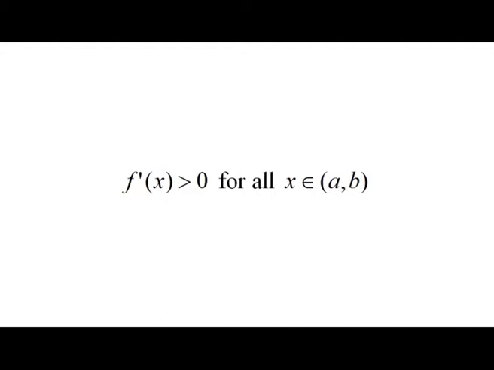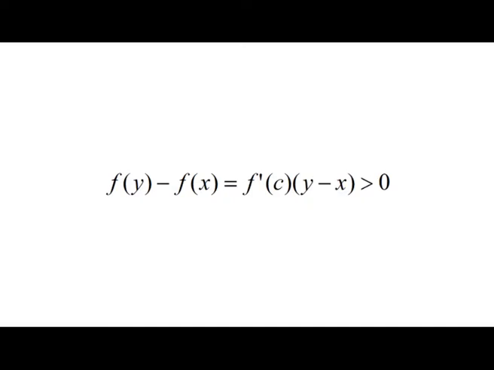Now, suppose f'(x) > 0 for all x in the interval (a, b). Thus, if x is less than y, then by the mean value theorem, we have f(y) − f(x) = f'(c)(y − x) > 0 for some c between x and y, so that f(y) > f(x). This says that f is strictly increasing on the interval (a, b). The converse of this is not true.